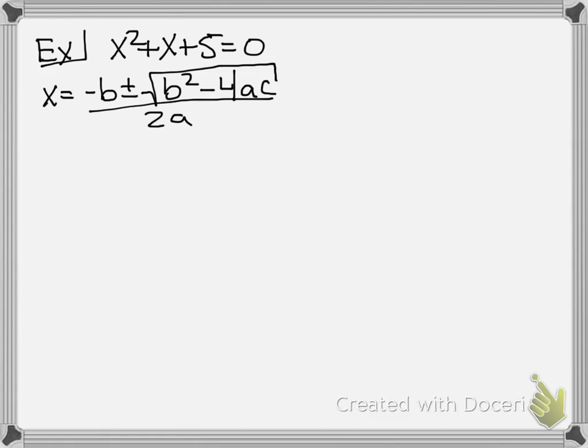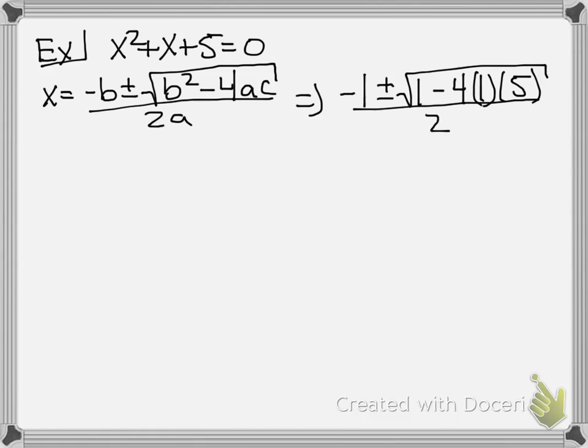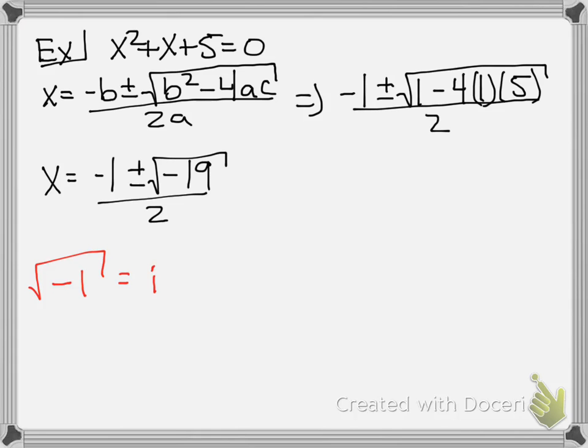And again here, a equals 1, b equals 1, and c equals 5. So just plugging those numbers into our equation, very straightforward here. We're just plugging into that equation. We get this, which simplifies to this.